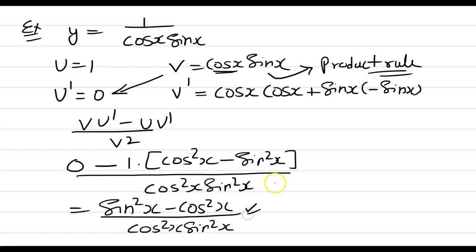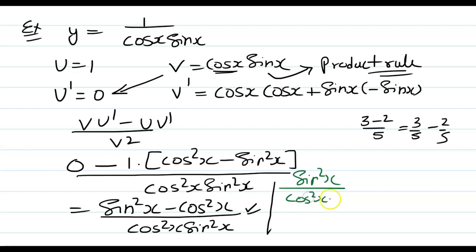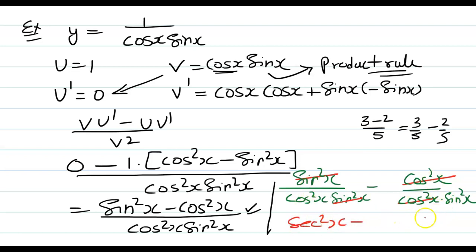Okay, so this can be your answer, or we can simplify a little bit more. We know that like if it is 3 minus 2 over 5, then we can write 3 over 5 minus 2 over 5. So here we can write sin square x over cos square x sin square x minus cos square x over cos square x sin square x, right? So let's cancel out. Here sin square x cancels, cos square x cancels. So we get 1 over cos square x, which is sec square x, and 1 over sin square x is cosec square x. This is your answer.